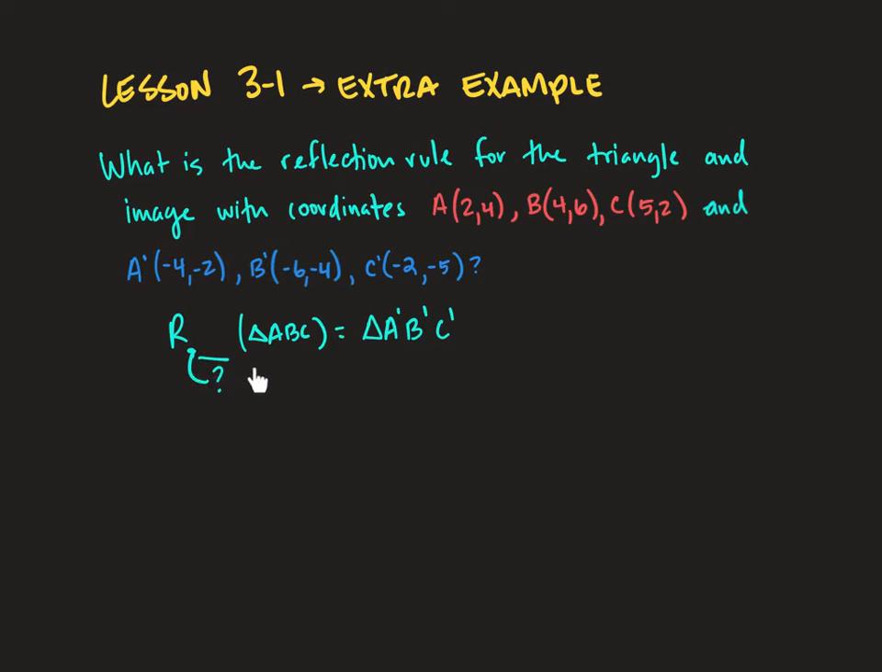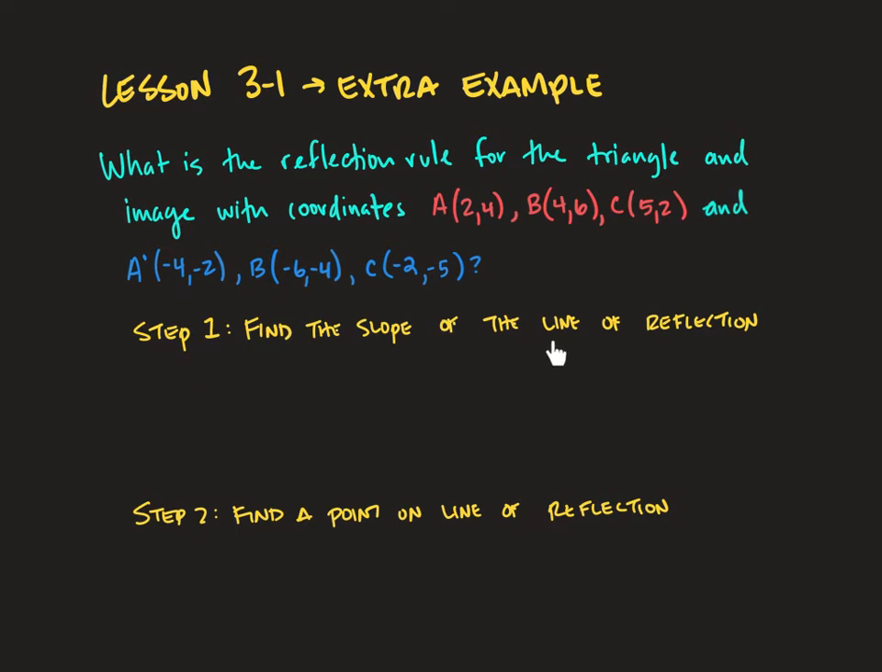So if we're going to do this, we're going to find this equation. We need to know two things about this line. We need to know the slope of that line of reflection, and we need to know one point on that line of reflection. So we're going to break this down. We're going to look at it in two steps. Find the slope of the line of reflection, then find a point that's on the line of reflection.